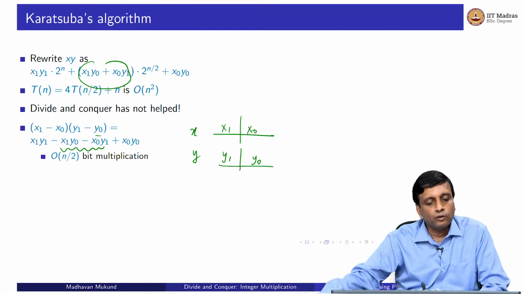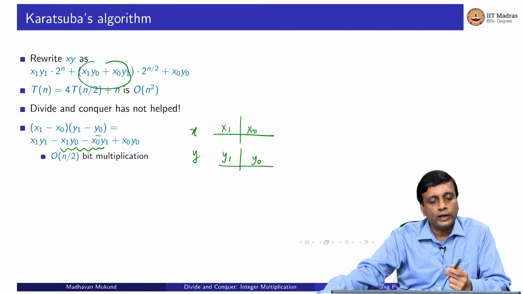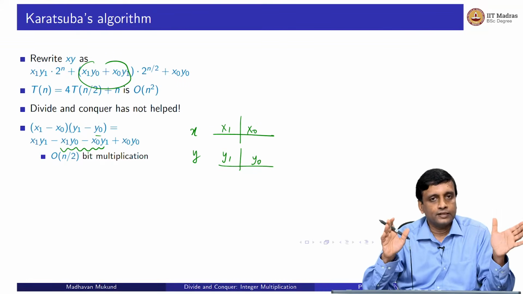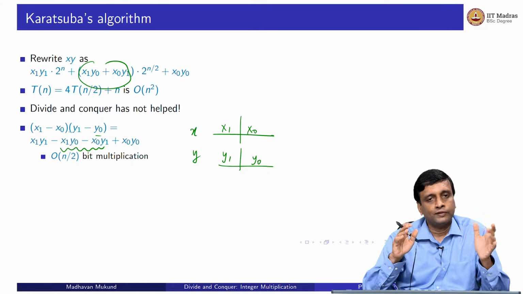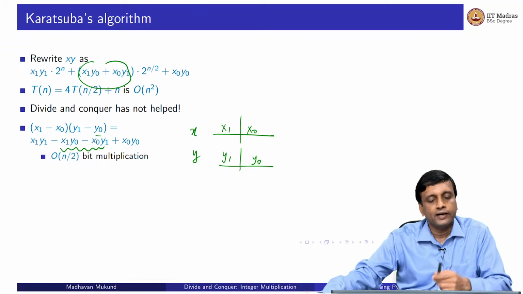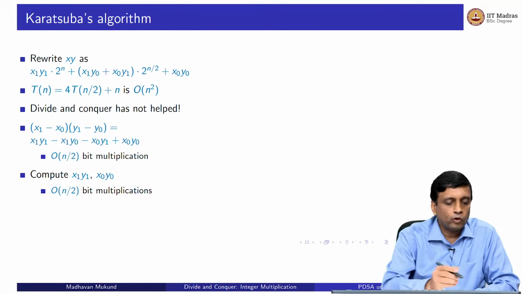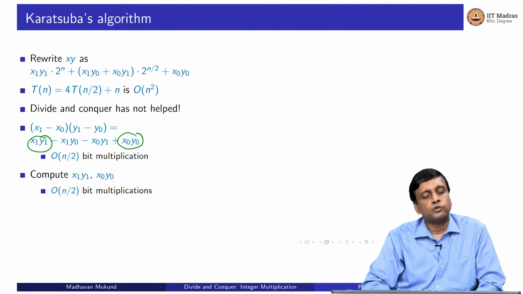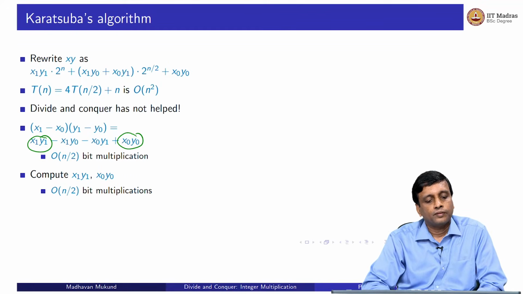So, now we have achieved this by multiplying two n by 2 bit numbers, because remember that x0 and x1 were half the length, right. So, if I started off with n bits, these are all half the length. So, this is an n by 2 bit multiplication, just like we were doing in the earlier divide and conquer. Now, I want to compute these two explicitly as we were doing before, right. So, x1 y1 and x0 y0.